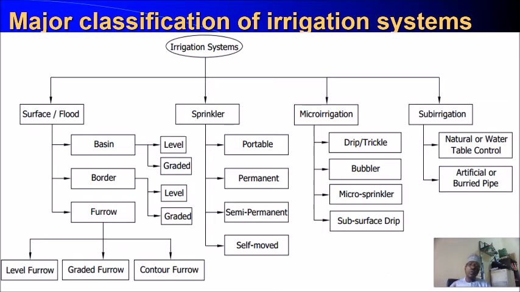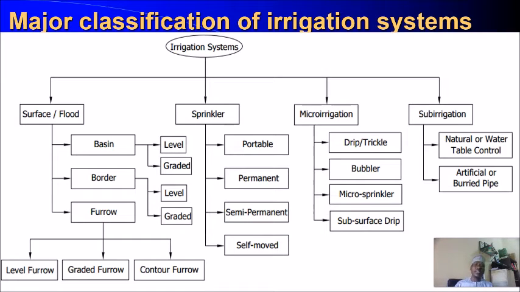Graded basins are usually used where the basin is very large, but for a smaller basin, I think level. Now we also have border irrigation, which is classified into level border and graded border. Then comes the third one, furrow irrigation, which includes level furrow, graded furrow, and contour furrow. I will show you some pictures of these types of surface flooded irrigation later in the lecture.